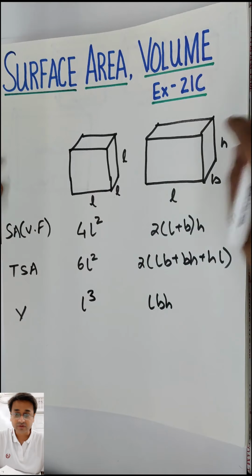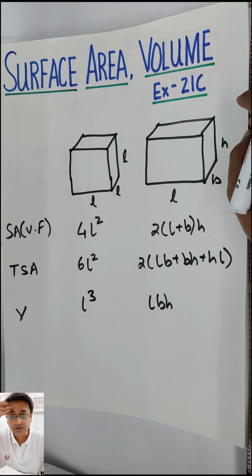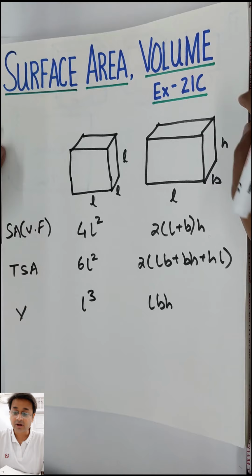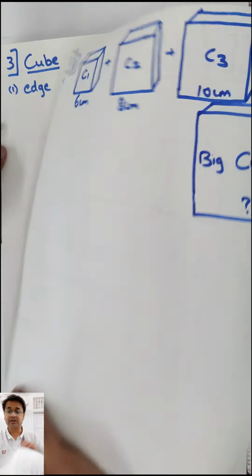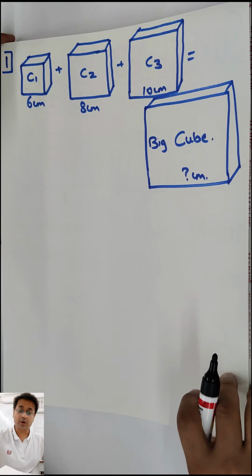So take a picture of this, put it on your softboard. That will help you to retain everything, and then you can go ahead with the exercise. So without wasting time, directly on to sum number 1.